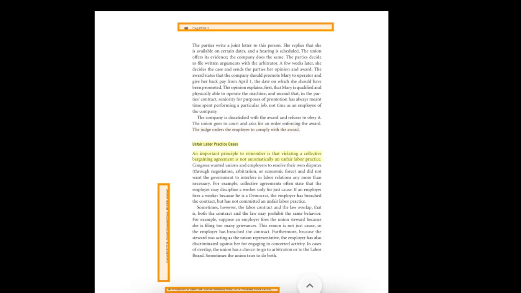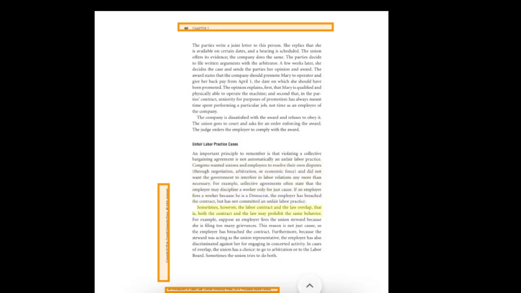Unfair labor practice cases. An important principle to remember is that violating a collective bargaining agreement is not automatically an unfair labor practice. Congress wanted unions and employers to resolve their own disputes, through negotiation, arbitration, or economic force, and did not want the government to interfere in labor relations any more than necessary. For example, collective agreements often state that the employer may discipline a worker only for just cause. If an employer fires a worker because he is a Democrat, the employer has breached the contract, but has not committed an unfair labor practice.